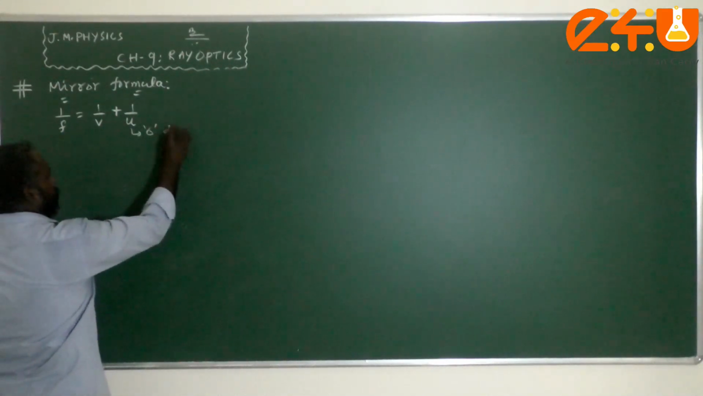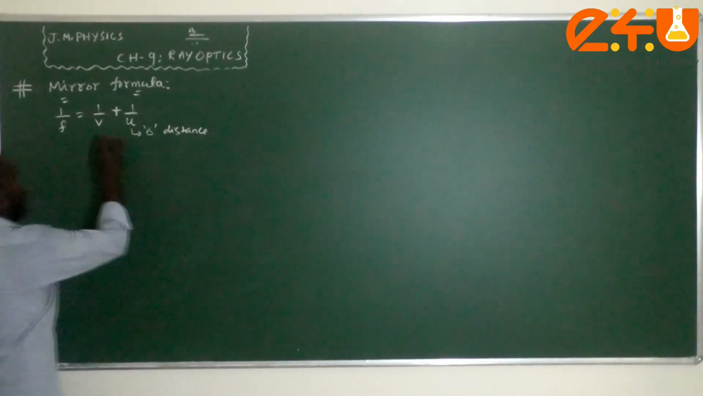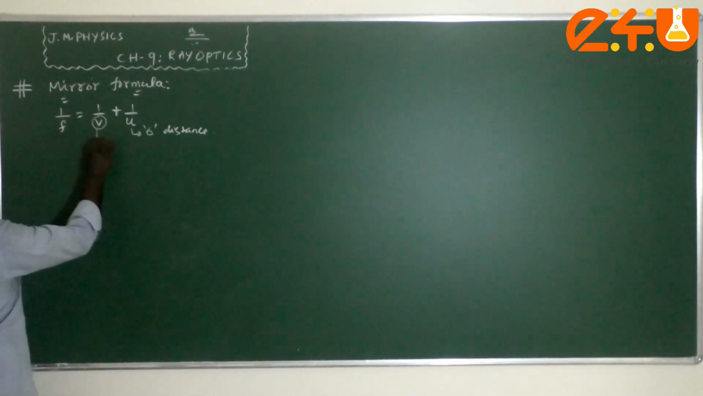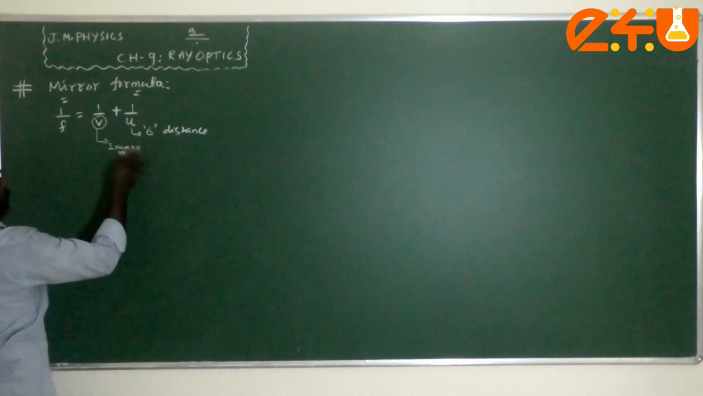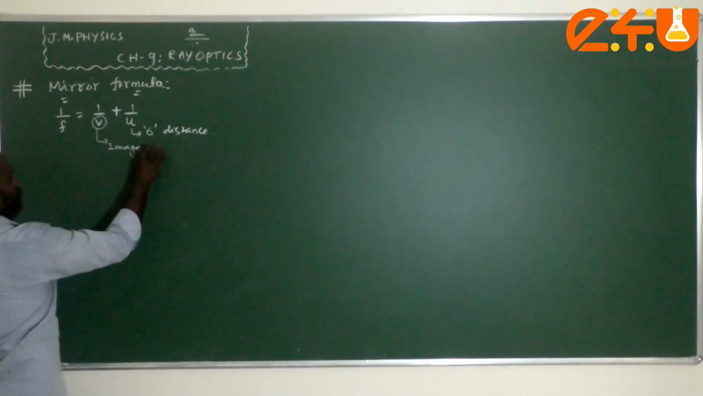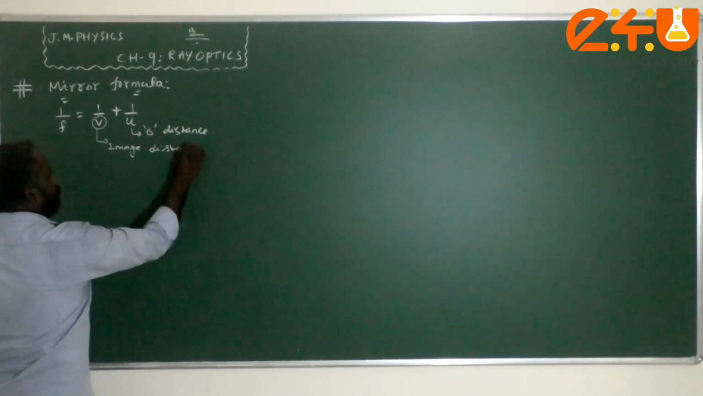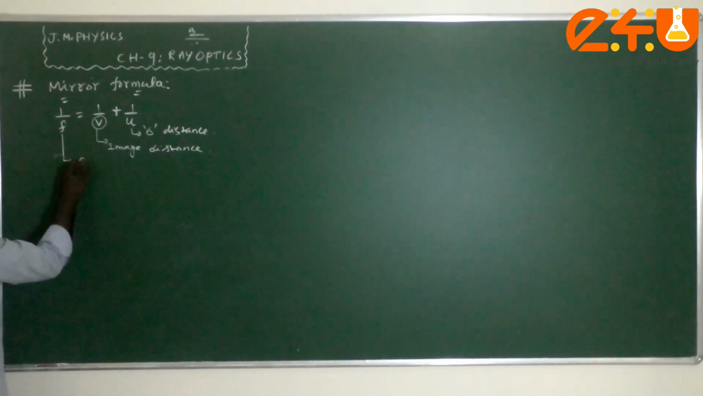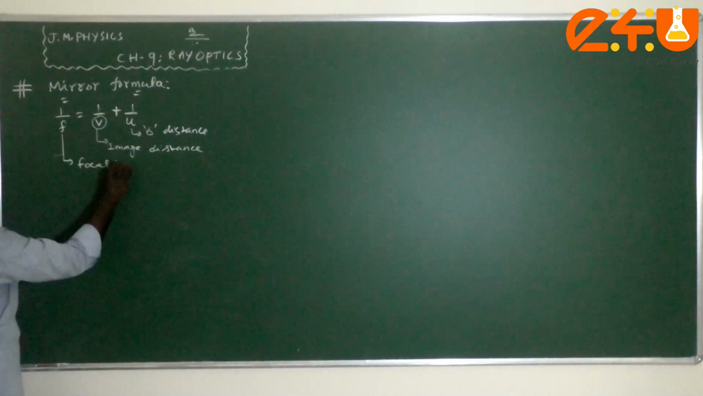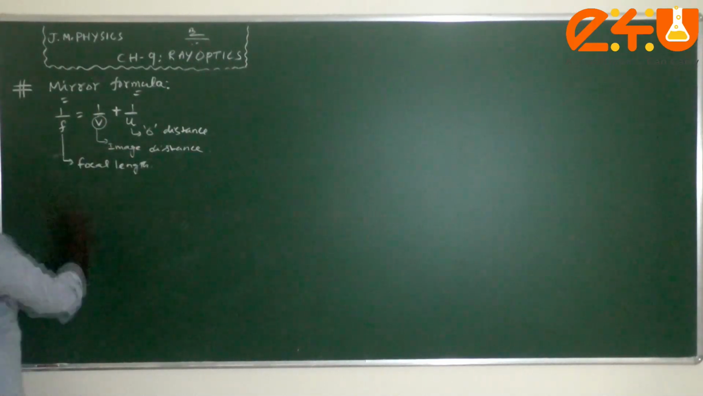Object distance. What is this, children? Yes, image distance. v is the image distance, or simply I can call it i. And what is this, children? Focal length. Yes, the focal length of the mirror.